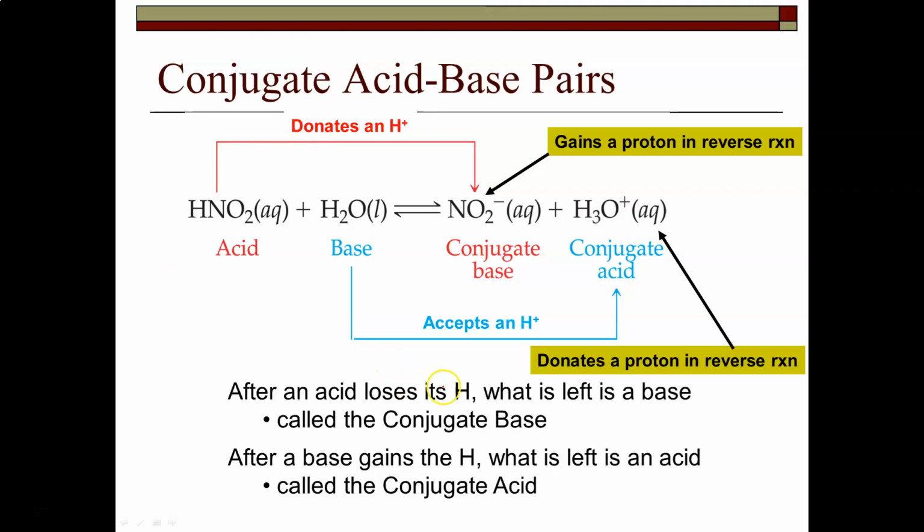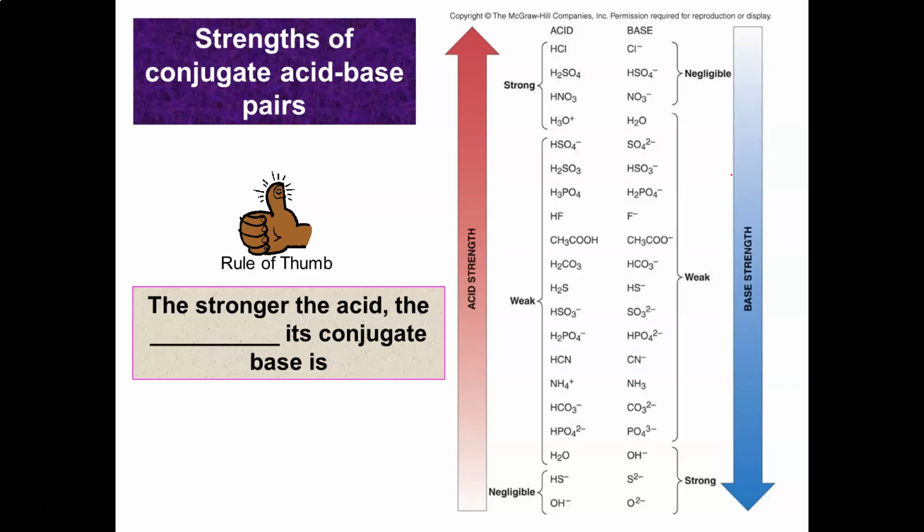So after an acid loses hydrogen, what's left is a base. We call it the conjugate. After a base gains a hydrogen, like H2O did, it creates H3O plus. We call that the conjugate acid. All right, so pretty easy to find these. HNO2 acid, NO2 minus conjugate base. H2O base, H3O plus conjugate acid. All right, so they're really going to differ by a hydrogen. That's really all it is. Okay, guys? So back to what I had a few slides ago.